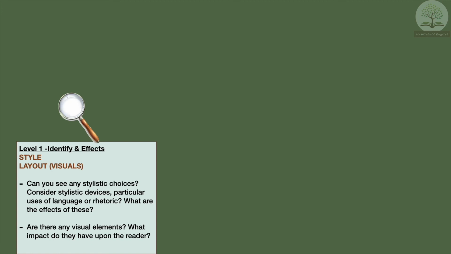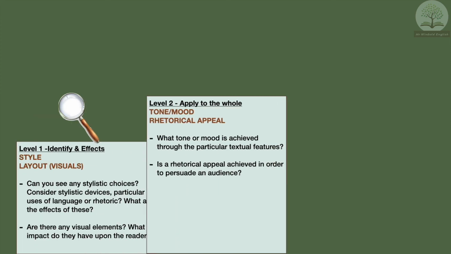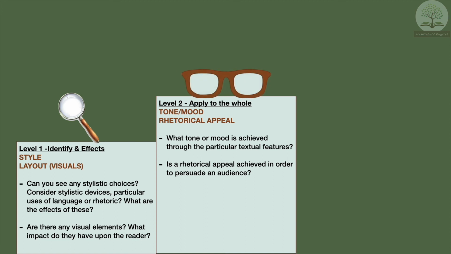Are they quite emotive? Are they quite ominous? Are they quite threatening? Or do they arouse pity and sympathy? And how is it they do that? What's exactly being depicted there? At the second level, we might want to think about tone and mood or rhetorical appeal. Rhetorical appeal is about logos, ethos, and pathos, which you can learn about on this website also. So the questions you might want to think about here is what tone or mood is achieved through particular textual features from level 1, and is there a rhetorical appeal that's being used in order to persuade an audience?